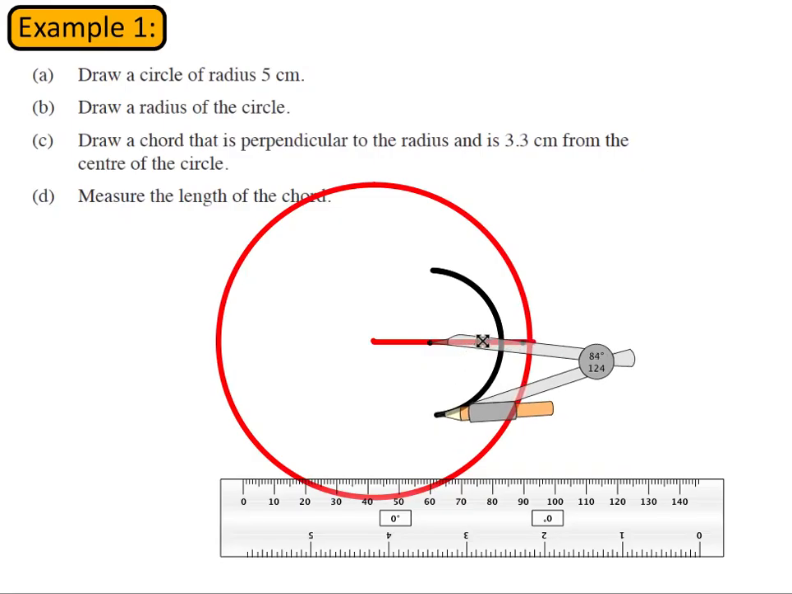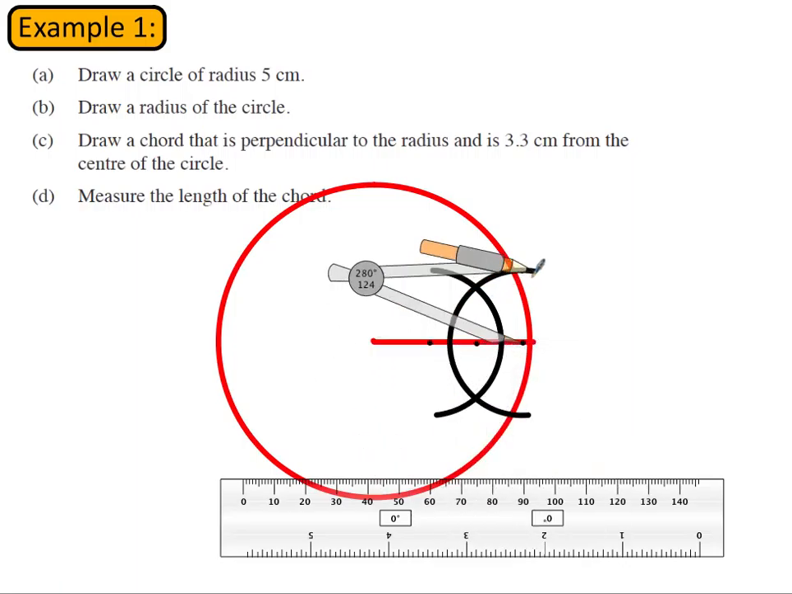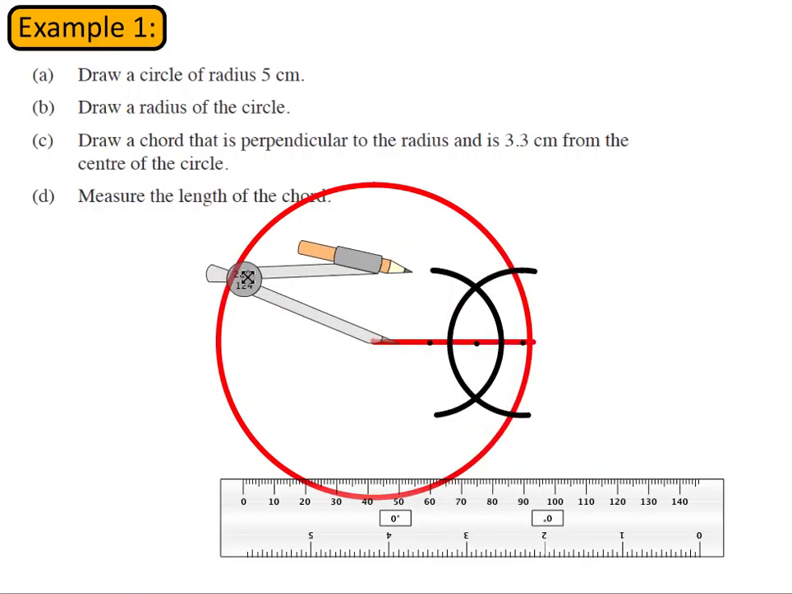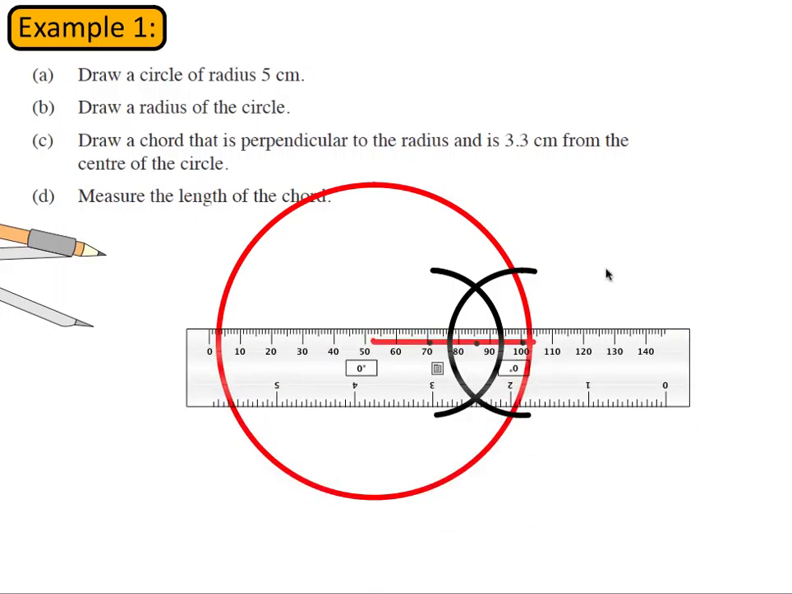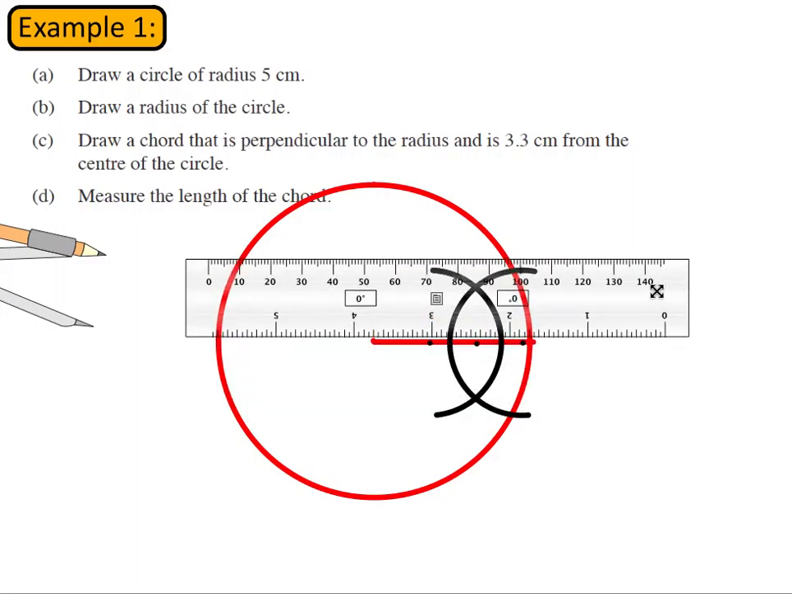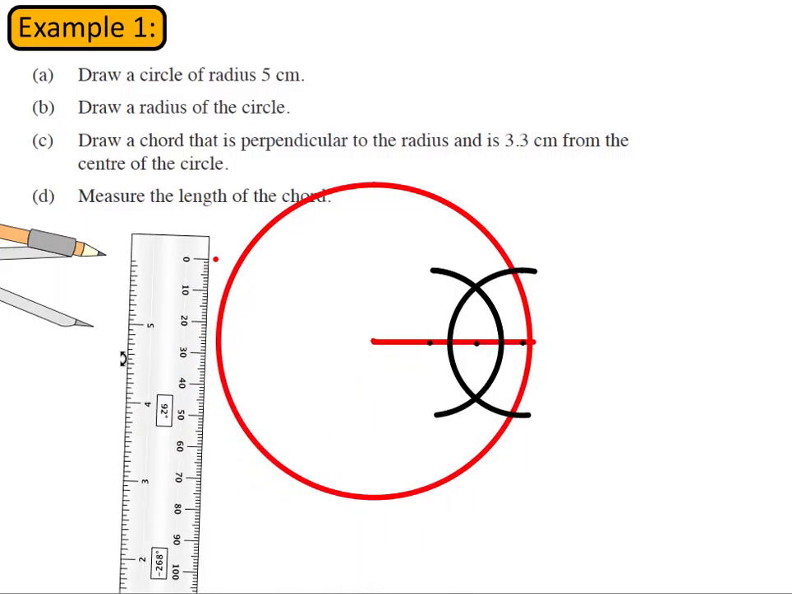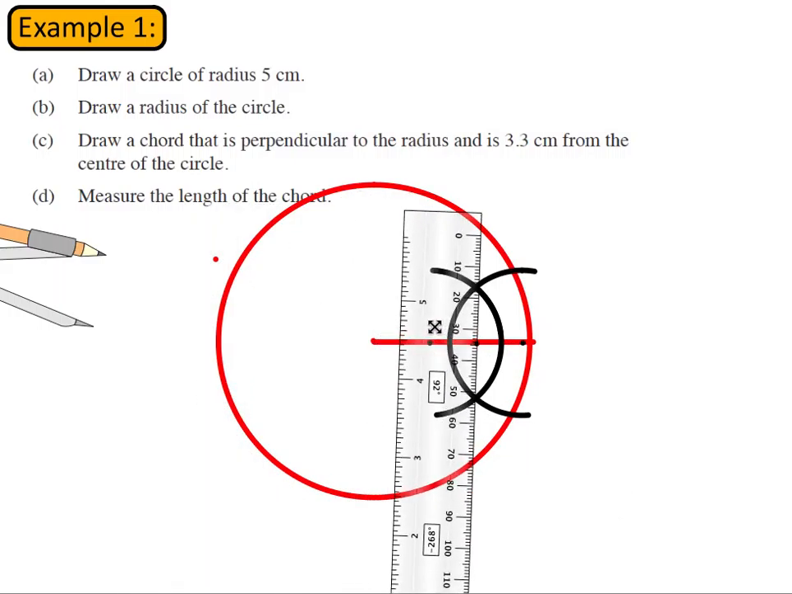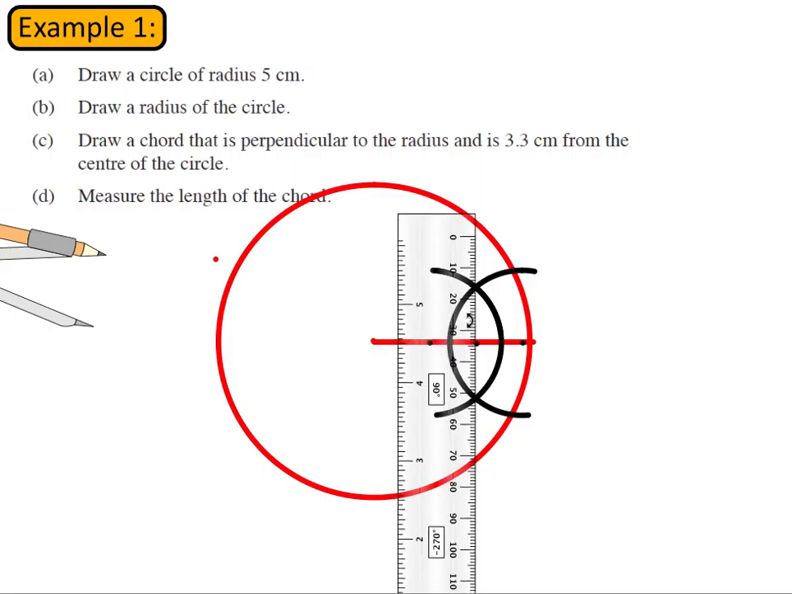Without changing the length of the compass, move the point to the other side and repeat the process, and they will cross each other in two places. That's exactly what we want, because now we can get the ruler and rotate it round and connect up those two dots with each other, and that is going to be our chord.